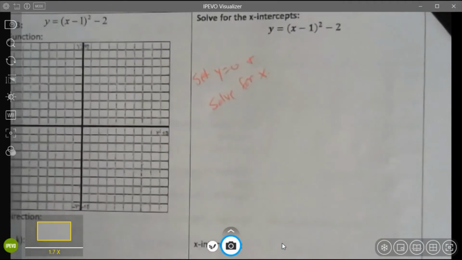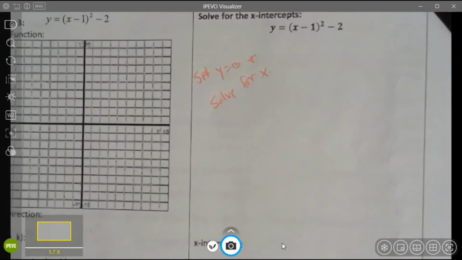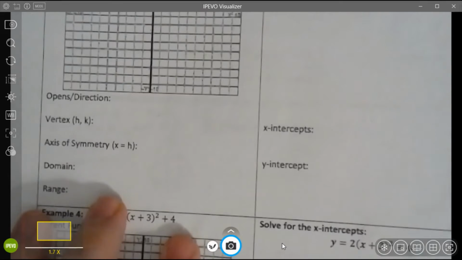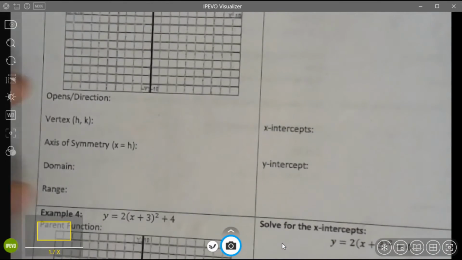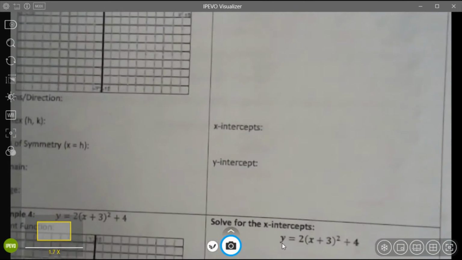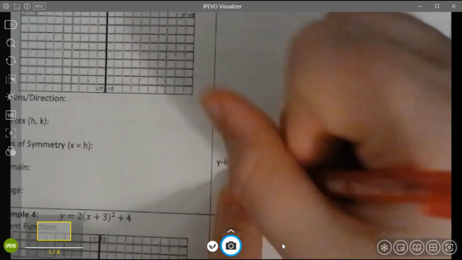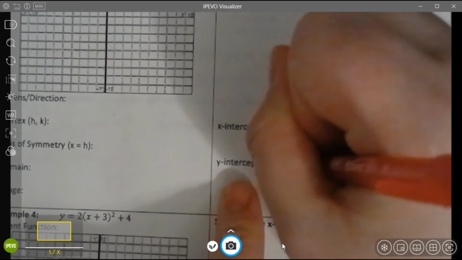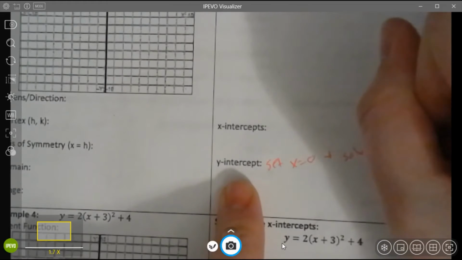Okay. And then they ask you pretty much the same questions that we just went through in that last problem right below here. If you want to find the y-intercept, you're going to let x equals 0 and solve for y.